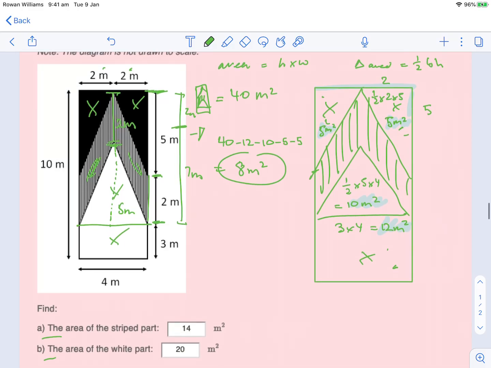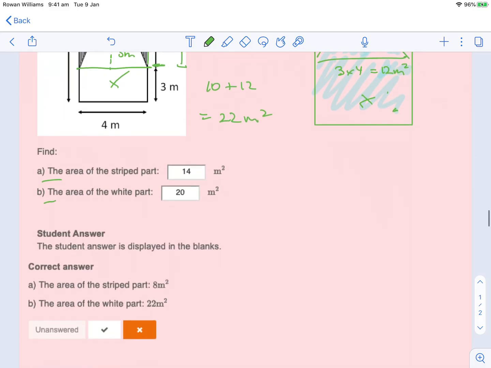Next up, it wants the area of the white part. Now, I've already done all the hard work. It's asking me for the area of the white part, which is this part plus this part. So the area of that is just going to be 10 plus 12, which equals 22 meters squared. Let's have a look at that.